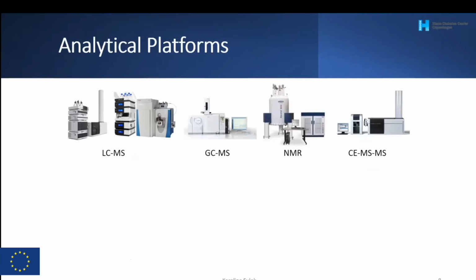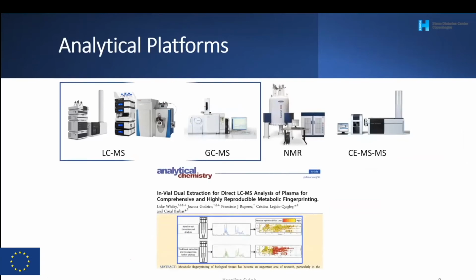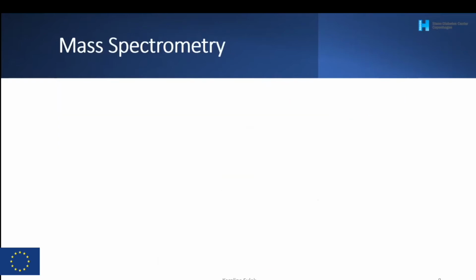I said that the diversity of the metabolites is causing the need for different analytical platforms and different analytical approaches to try and quantify as many of them as possible. In our group at Stino, there are many different platforms, but we specialize in mass spectrometry, liquid chromatography, and gas chromatography. But mass spectrometry is the key one that we use here.